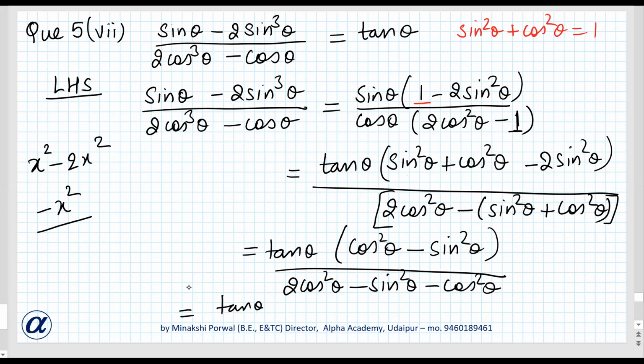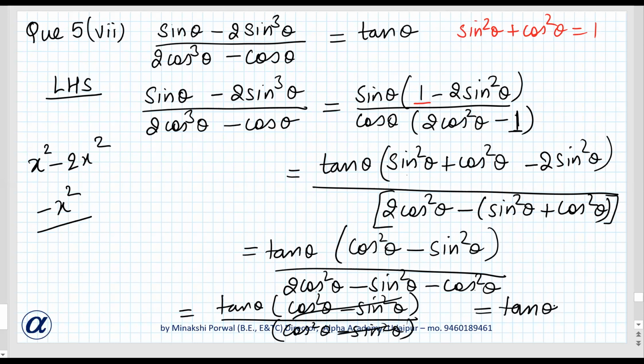Okay. So cos square theta minus sin square theta, and in the denominator 2 cos square theta minus cos square theta is cos square theta minus sin square theta. So basically these both terms are equal. So it is equal to tan theta, that is equal to RHS. Okay. So hence proved.